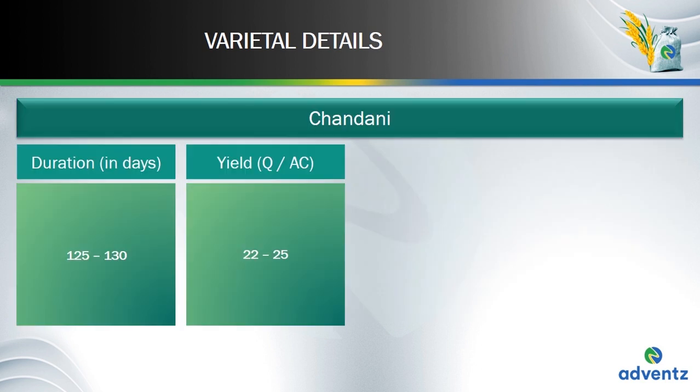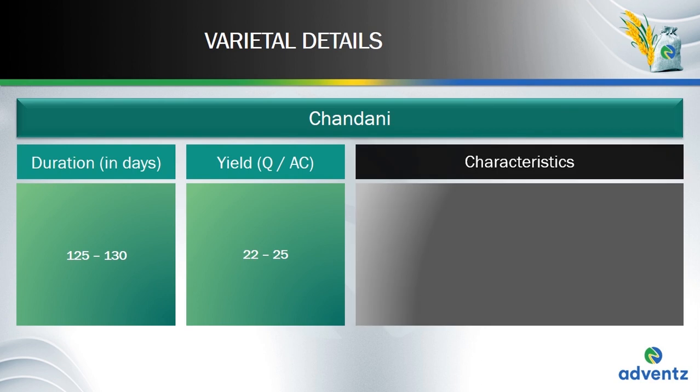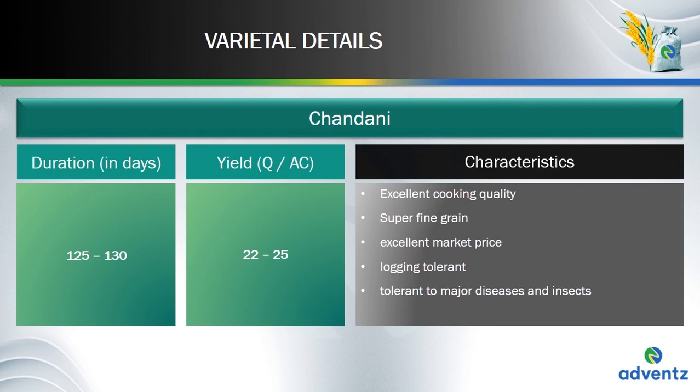Next one is Chandani. The variety matures in 125 to 130 days. It gives a yield of 22 to 25 quintals per acre. Its characteristics are that it has excellent cooking quality. It has a super fine grain. It carries an excellent market price. It is lodging tolerant and it is also tolerant to major diseases and insects. It can only be planted in the Kharif season.